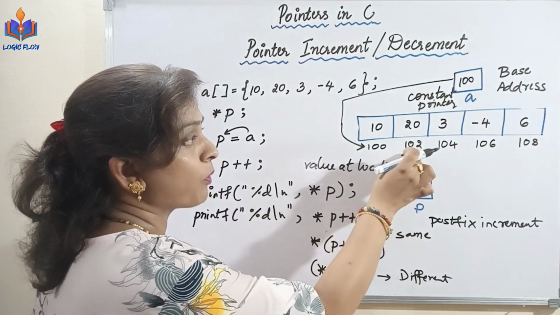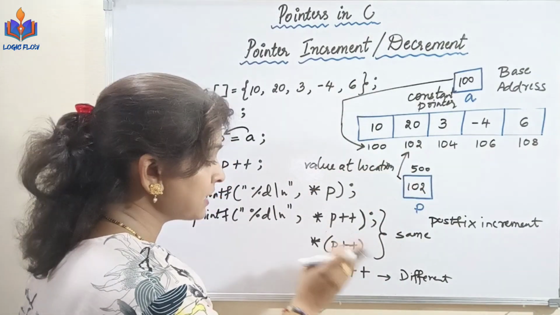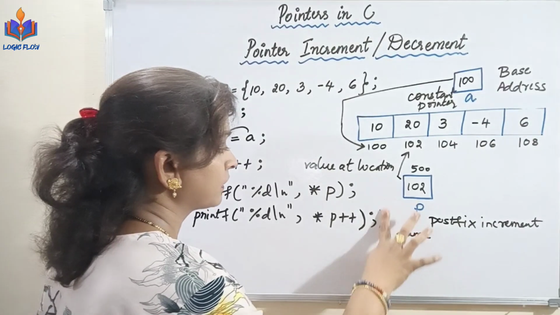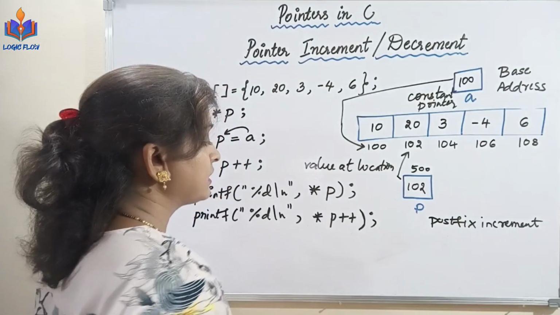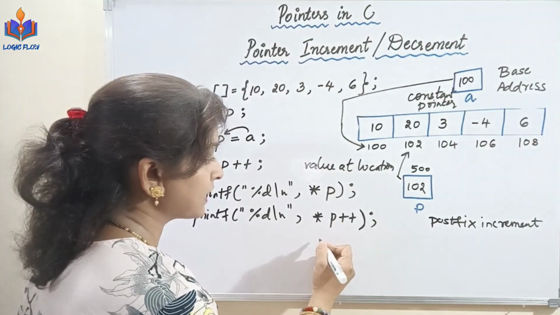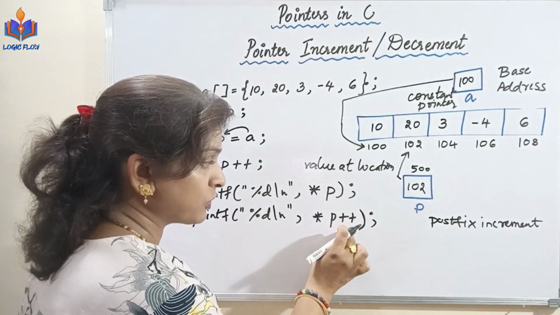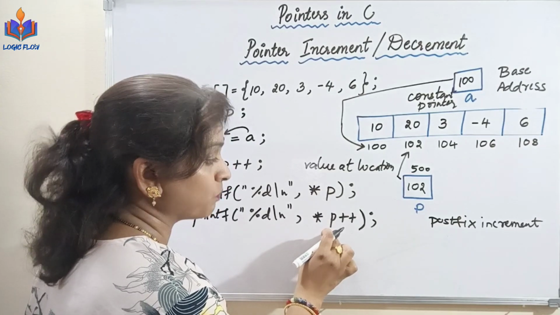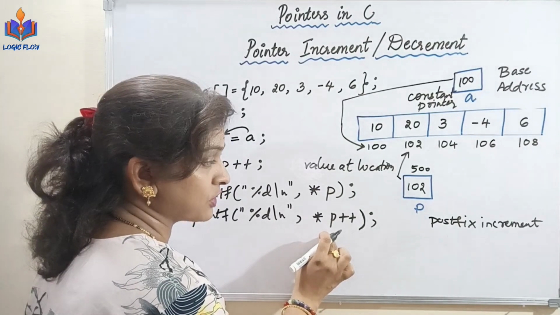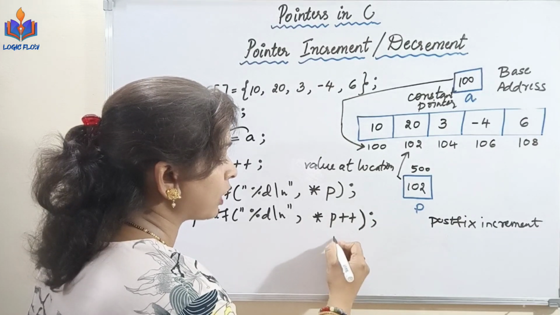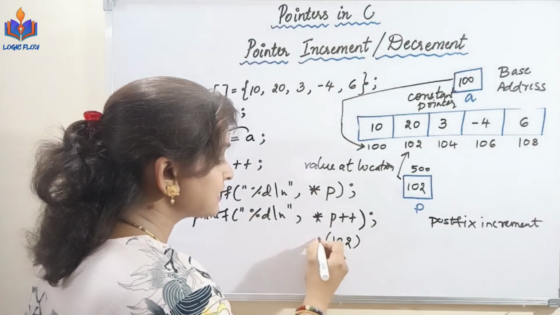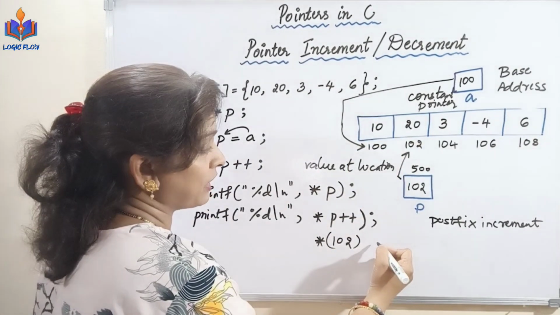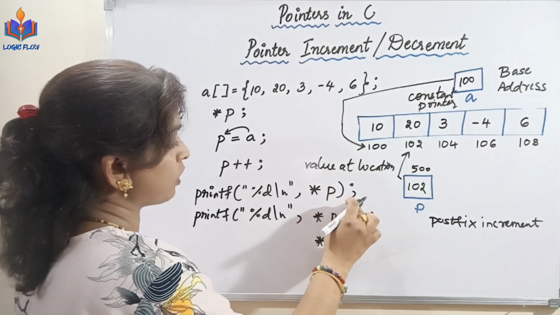P right now is pointing to 102. So what does it say? Let me evaluate this. Now, it is a postfix increment. It says you do the incrementation afterwards, but take this P value first. So what is this pointer value? The pointer value is 102, right? It says asterisk 102. So what is the value at 102? It is 20.